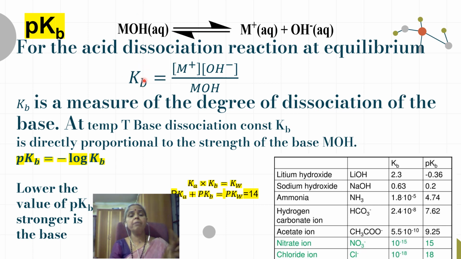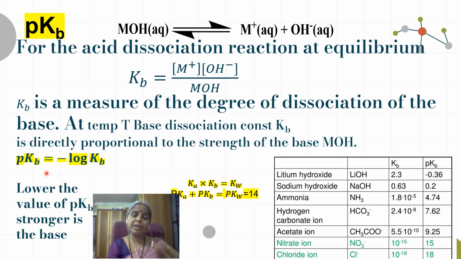So, when will the Kb value be high? Kb value will be high when the numerator is high and the denominator is low. That's common sense. So, the MOH concentration should be low. When will the MOH concentration be low at equilibrium? When most of MOH has undergone dissociation to form M plus and OH minus. So, base dissociation constant Kb directly measures the concentration of the OH minus ion, and it is directly proportional. Higher the value of Kb, stronger is the base. So, it is directly proportional to the strength of the base MOH.